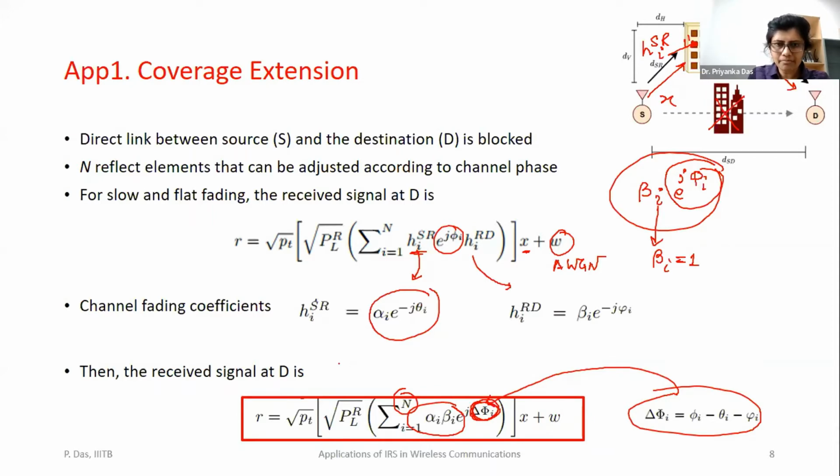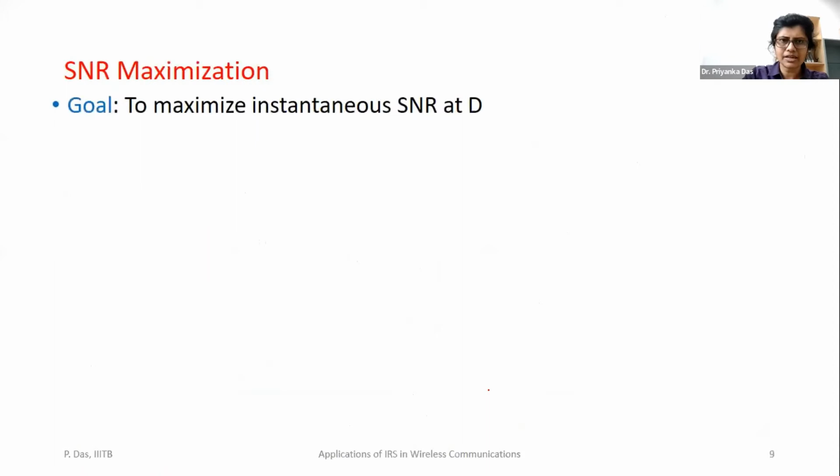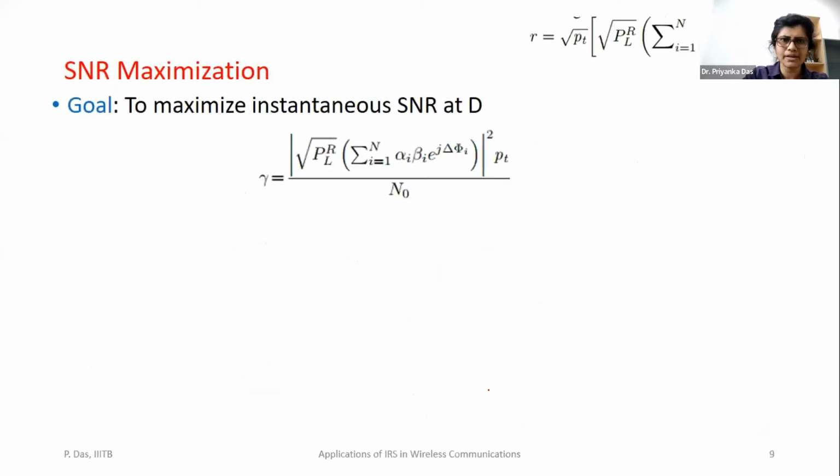And remember, that has to be told once in a coherence interval, because it is a function of theta and psi, which is the channel, and that is changing over coherence intervals. So once in a coherence interval, the IRS controller needs to update the delta phi I such that you get maximum SNR at the destination. First level of attack: how to maximize the SNR?